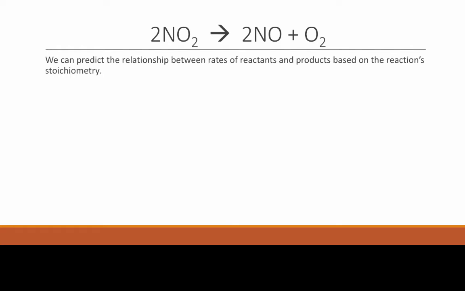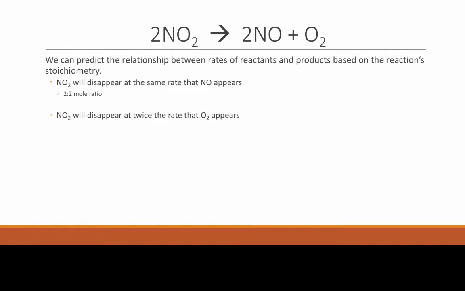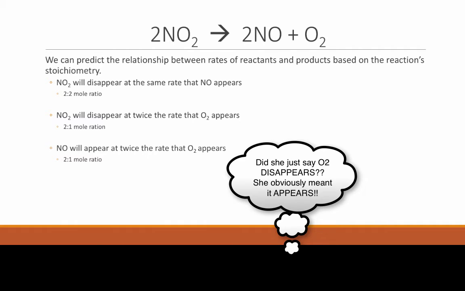Looking at a real reaction, the reaction between 2 moles of NO2 to yield 2 moles of NO and 1 mole of O2, we can see that NO2 will disappear at the same rate that NO appears due to the 2-to-2 mole ratio. NO2 will disappear twice as fast as O2 appears, however, due to the 2-to-1 mole ratio. And finally, NO will appear twice as fast as O2 will disappear due to the 2-to-1 ratio.